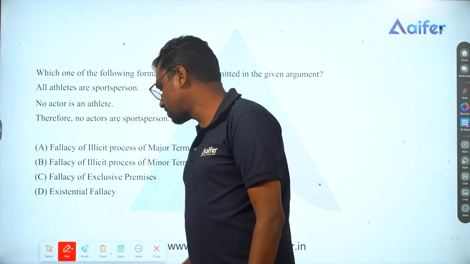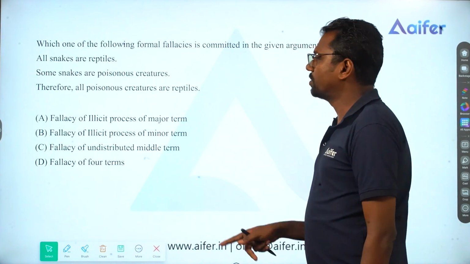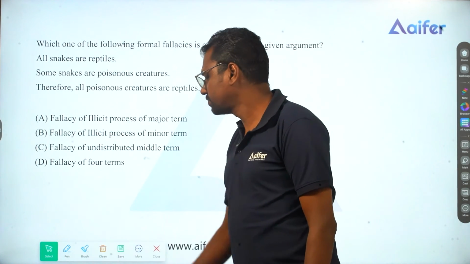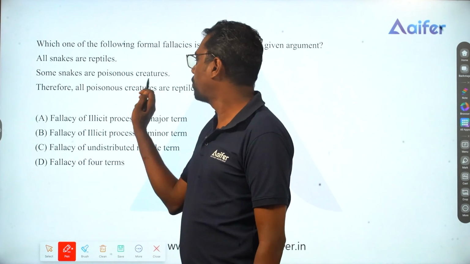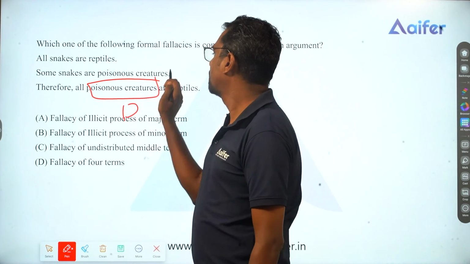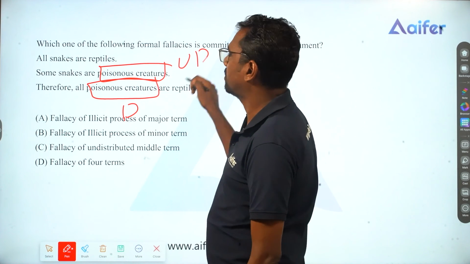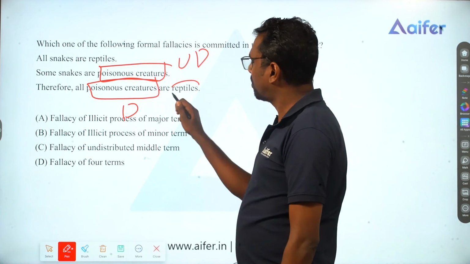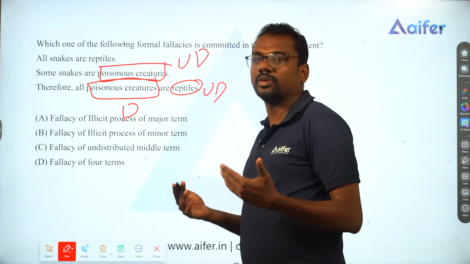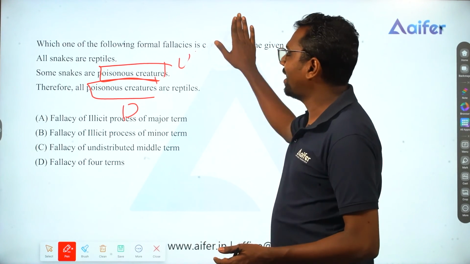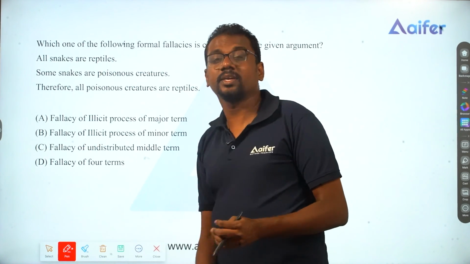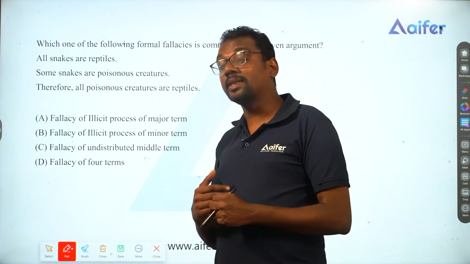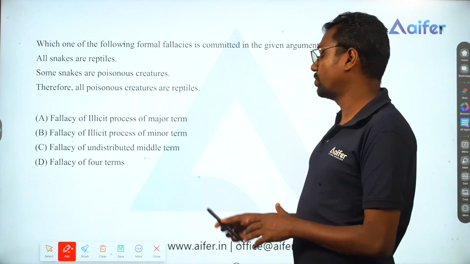Similarly, let's look at an example of the fallacy of illicit process of the minor term. We can see the minor term poisonous creatures is distributed in the conclusion and undistributed in the premise. Reptiles is already undistributed, so there is no need to go for illicit major. In illicit major, the major term is distributed in conclusion and undistributed in premise. In illicit minor, the minor term is distributed in conclusion and undistributed in premise.